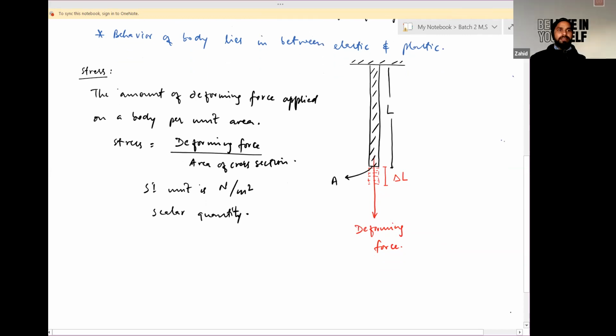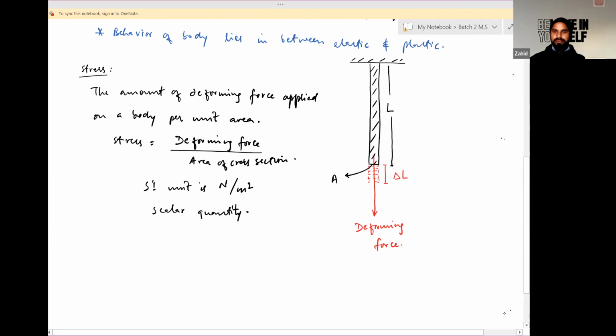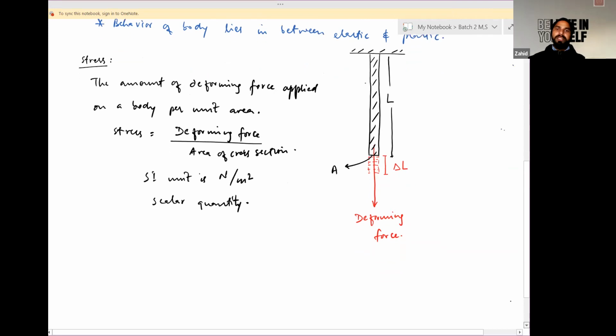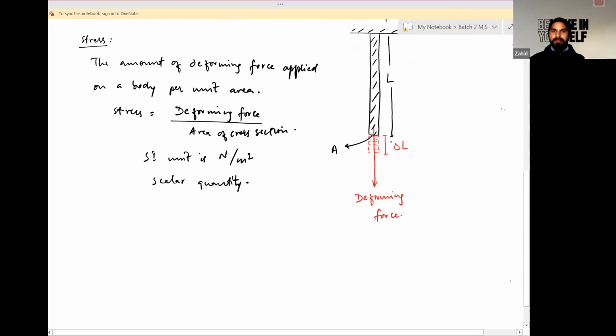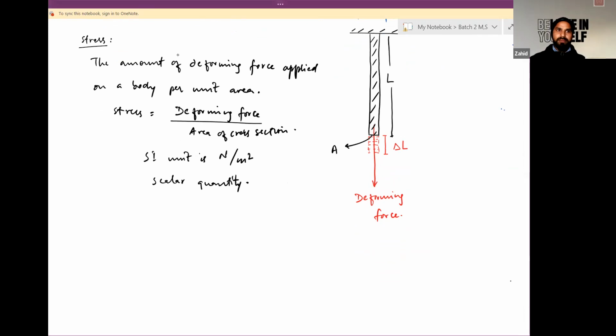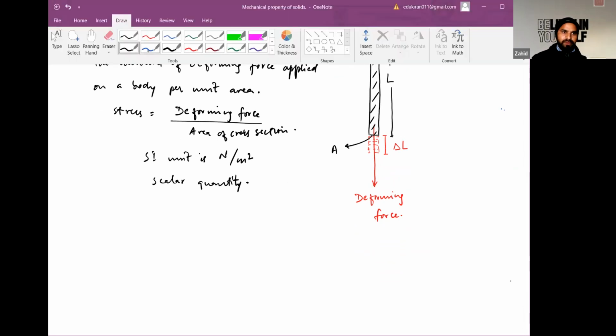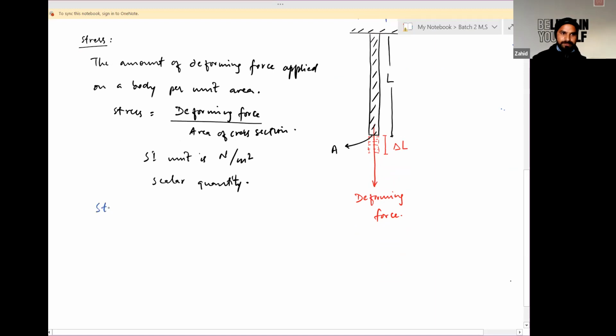Now, due to this deformation or this application of this deforming force, object may get slightly deformed by delta L in this case. In some other case, it will deform by some amount delta V or some other deformation. So we may define some other term which is called strain. So strain is basically the amount of deformation produced or developed in a body with respect to its original configuration or original shape.